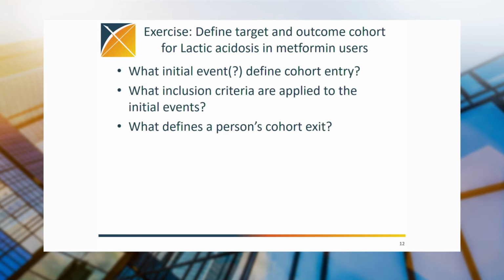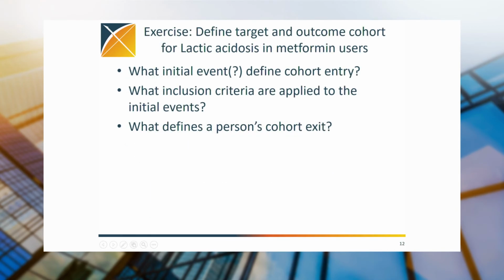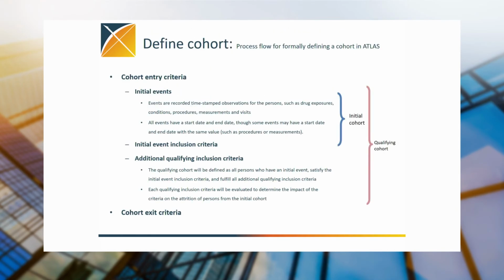Before making the cohort, we need to define the cohort by these questions. What is the initial event, what is the inclusion criteria, and what is the cohort exit criteria? I want to show what this means later in the presentation slides.